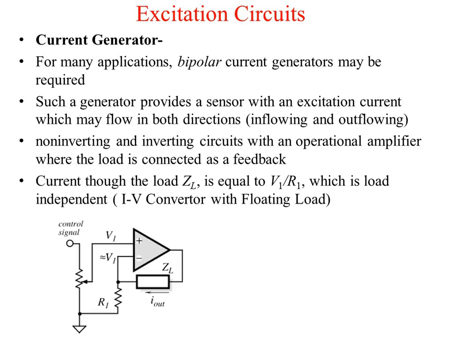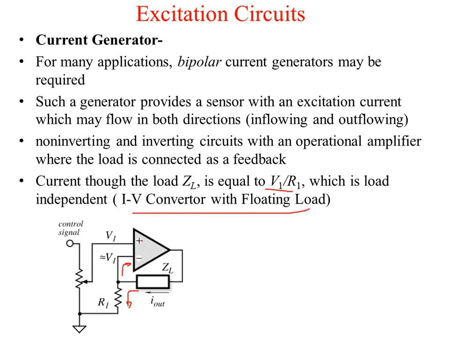Now you can see that the current flowing through this ZL is equal to I out, and this is nearly equal to V1. So V1 upon R1 is equal to I out, because the current flowing through this one is the same current flowing through that one, since the current flowing through this branch is almost negligible because of the high input resistance of the operational amplifier. So the current flowing through this is similar to I out. So I can say that I out is equal to V1 upon R1. So this is called an I to V converter with a floating load.